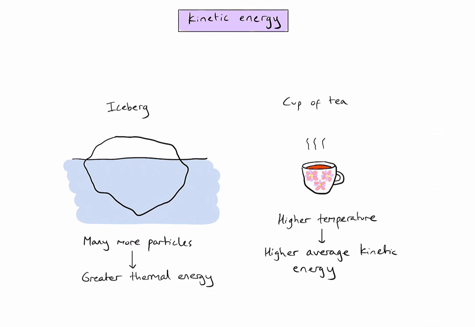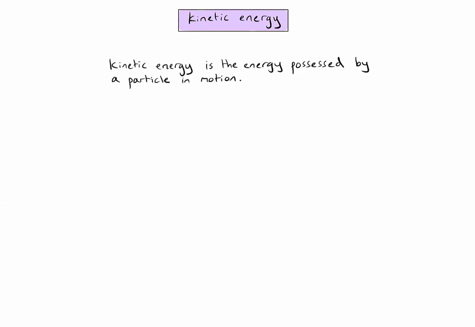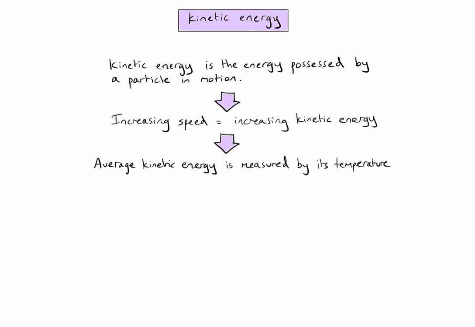Let's now summarize the key points from this video. Firstly, kinetic energy is the energy possessed by a particle in motion. If a particle has increasing speed, we say it has increasing kinetic energy, and vice versa. We can measure the average kinetic energy in a substance by measuring the temperature. And we might be a bit more specific here and say that kinetic energy is directly proportional to the temperature as long as it's in units of Kelvin.